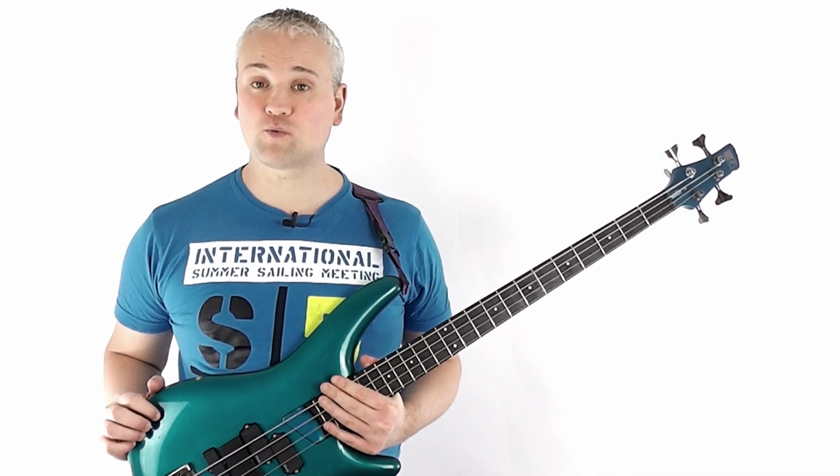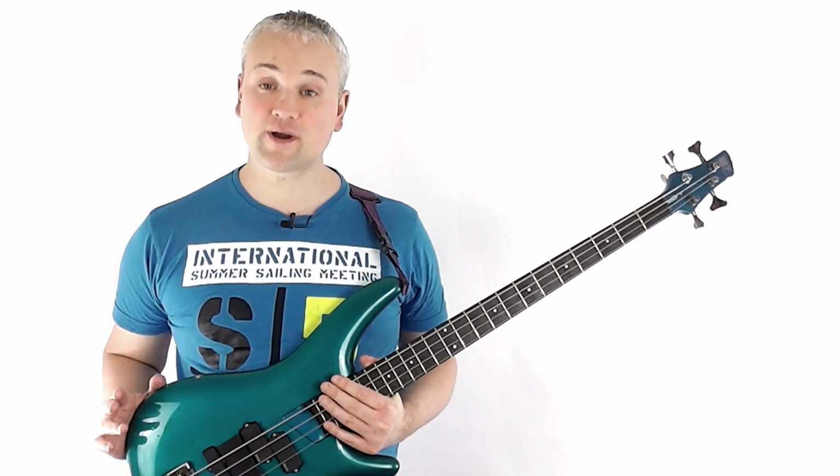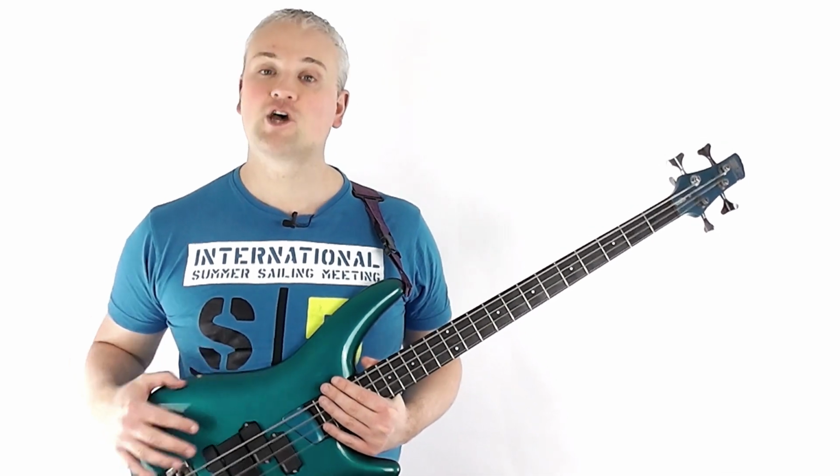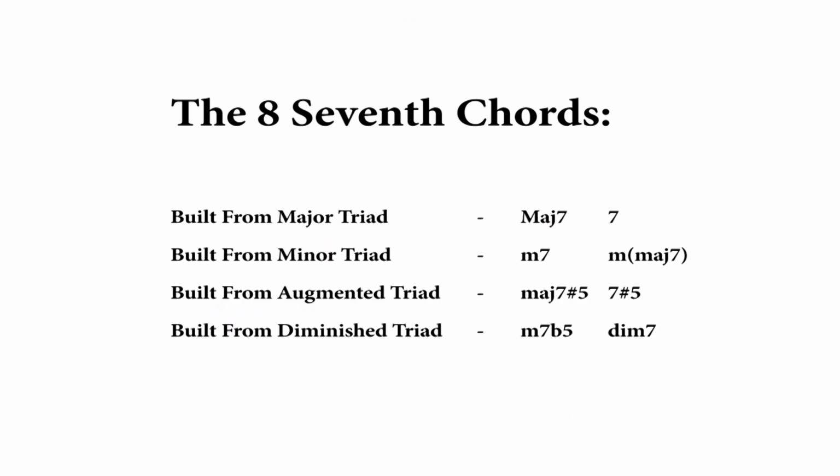We've so far dealt with 8 seventh chords, 2 extensions for each of the 4 triads. So for the major triad we have the major 7 and dominant 7. For the minor triad we have the minor 7 and minor major 7 chord. For the augmented triad we have the major 7 sharp 5 and the dominant 7 sharp 5, and for the diminished triad we've got the minor 7 flat 5 and the diminished 7 chord.